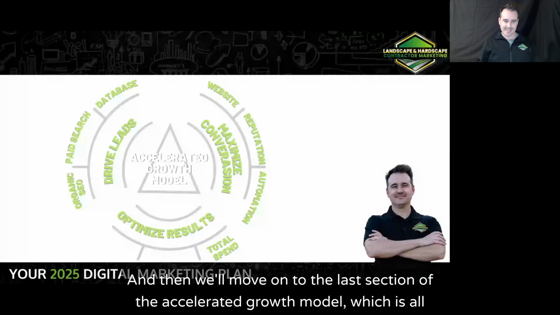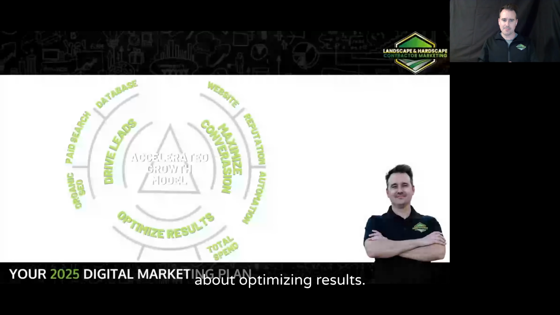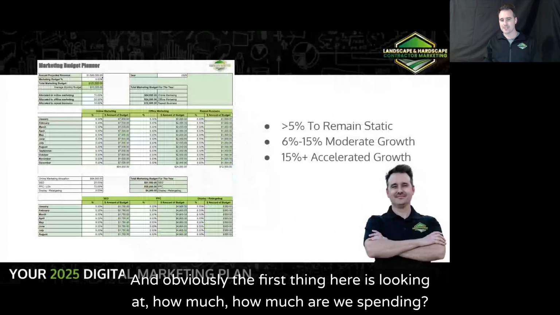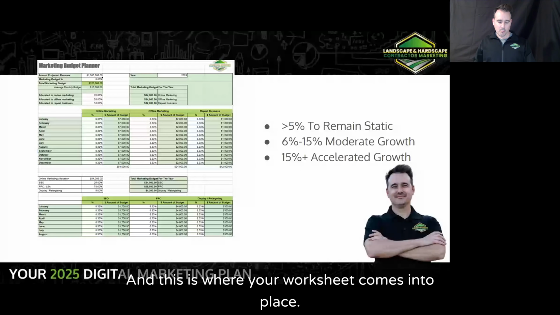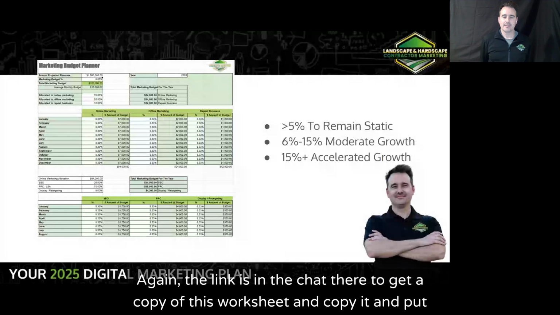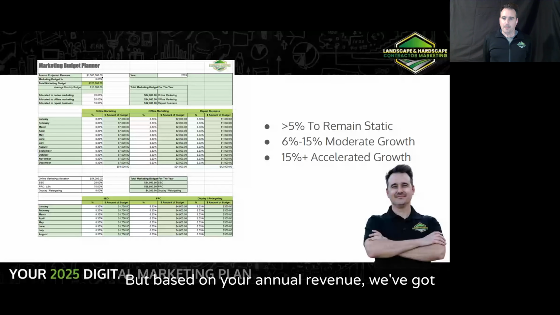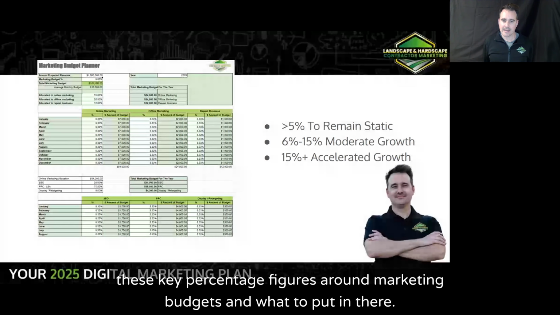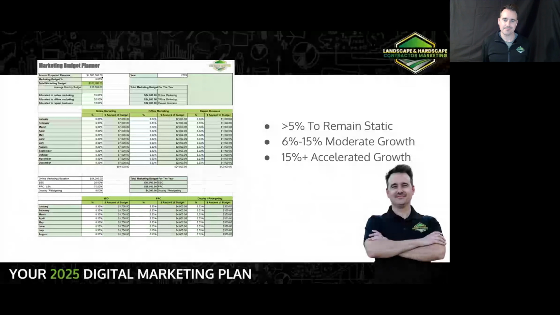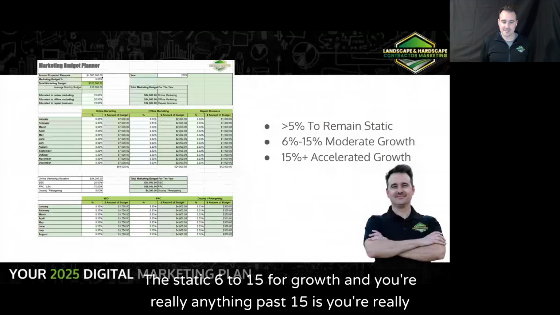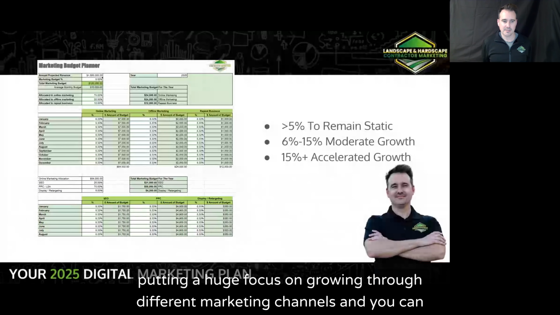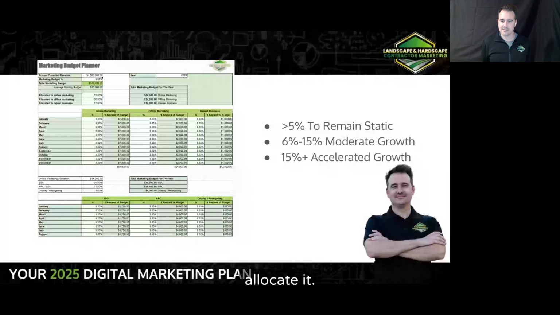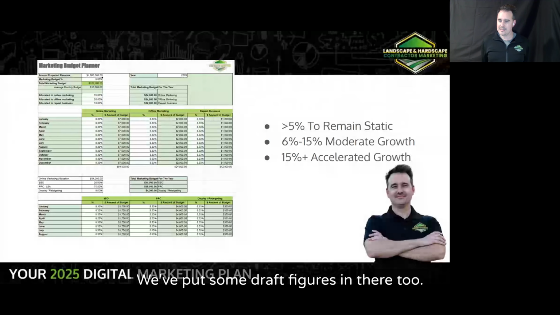And then we'll move on to the last section of the accelerated growth model, which is all about optimizing results. And obviously the first thing here is looking at, okay, how much are we spending? And this is where your worksheet comes into place. Again, the link is in the chat there to get a copy of this worksheet and copy it and put your own numbers in there as well. But based on your annual revenue, we've got these key percentage figures around marketing budgets. So, 5%-ish for static, 6 to 15 for growth, and anything past 15 is you're really putting a huge focus on growing through different marketing channels, and you can allocate it. We've put some draft figures in there too.